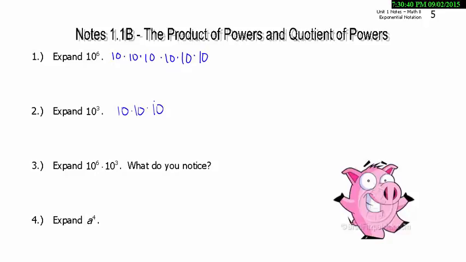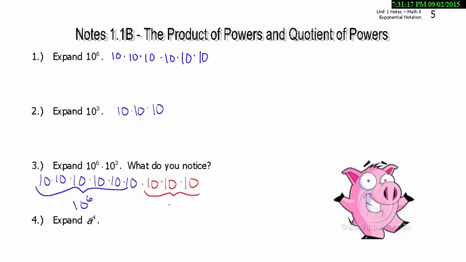So in question 3, what we need to do is expand 10 to the 6th power times 10 to the 3rd power. So let's go on ahead and do this. 10 to the 6th power is 10 times 10 times 10 times 10 times 10 times 10. Okay, we'll pick a different color here. And 10 to the 3rd power is 10 times 10 times 10. And just so that you can see right here, that is the 10 to the 6th power, and it's being multiplied by the 10 to the 3rd power right here. I didn't change the question, just expanding things.